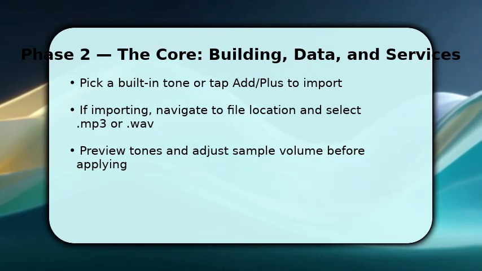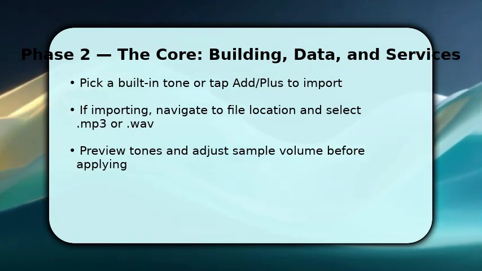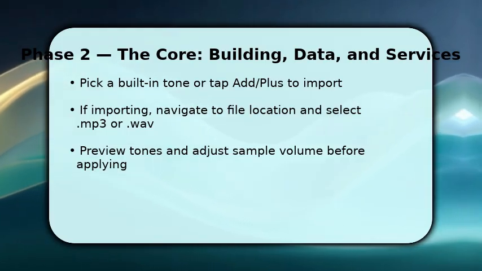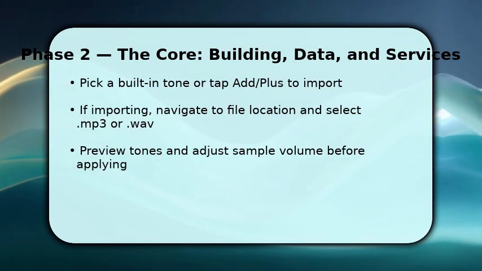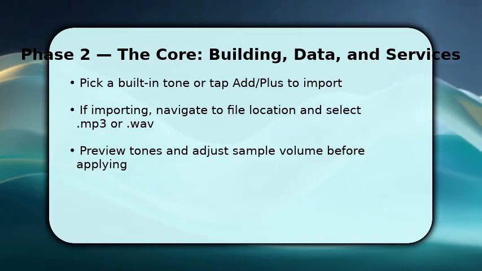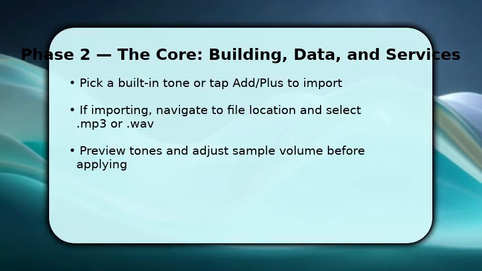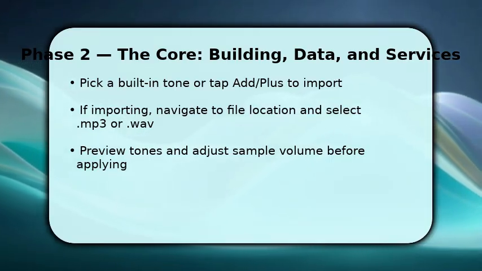Next, choose whether to use a built-in tone or import your own. You do this because custom files let you personalize alerts. If you import, tap Add or the plus icon, navigate to the folder where the MP3 or WAV lives and select it. The system converts or validates formats.